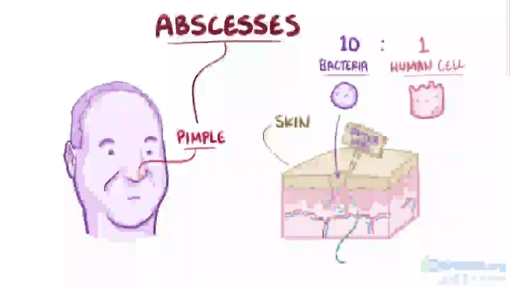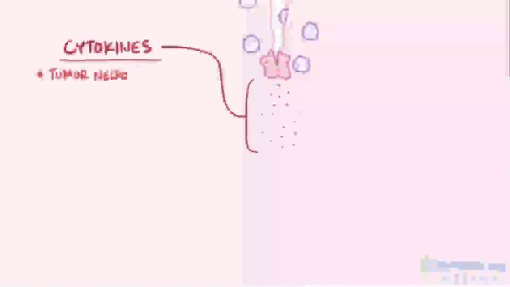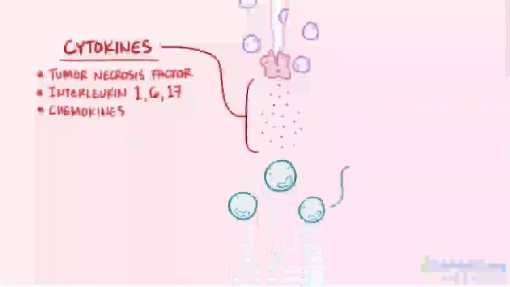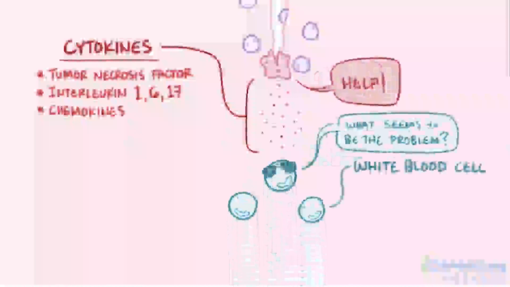When that happens, the immune system typically responds, and a battle ensues with the result being pus, a mixture of bacteria, immune cells, and dead tissue. So, in response to an injury, the tissue releases small chemicals in the local area called cytokines, like tumor necrosis factor, interleukin 1, interleukin 6, interleukin 17, and chemokines, which attract nearby white blood cells, which are part of the immune system. It's kind of like yelling for help and being heard by the nearby police.